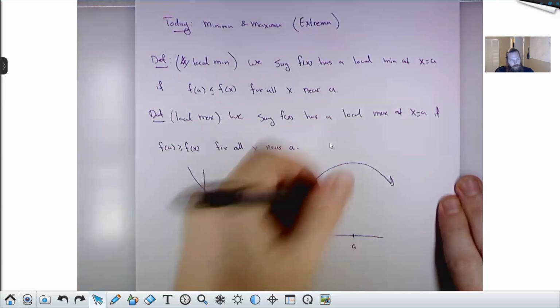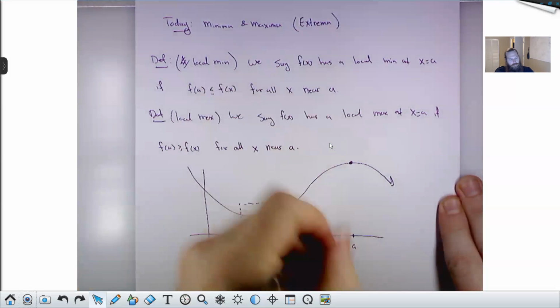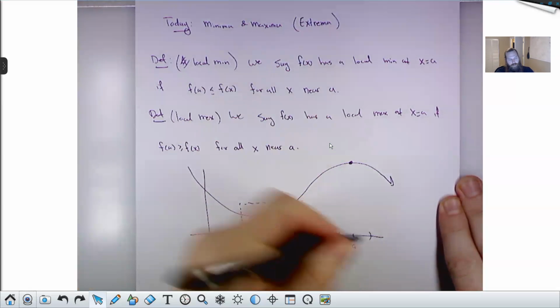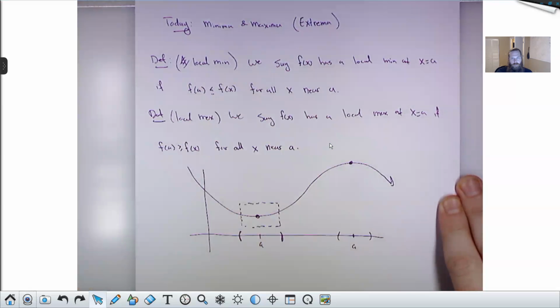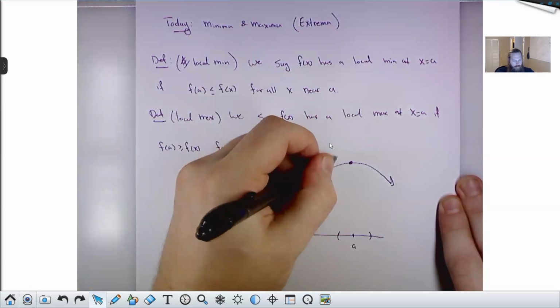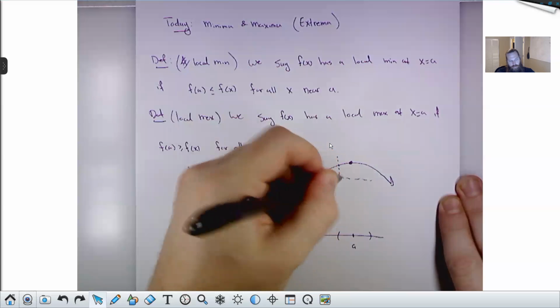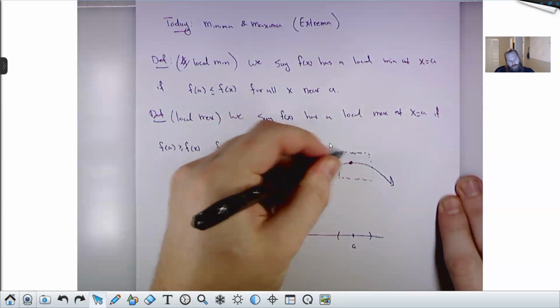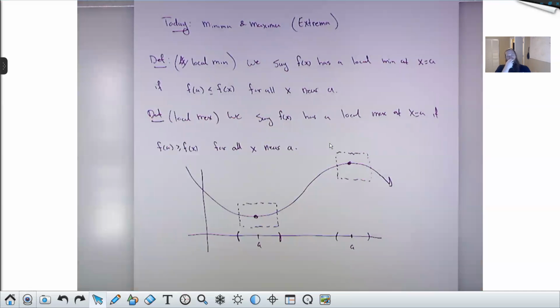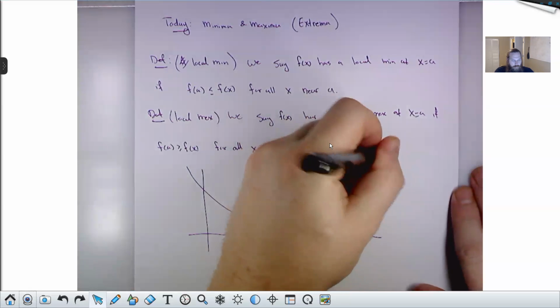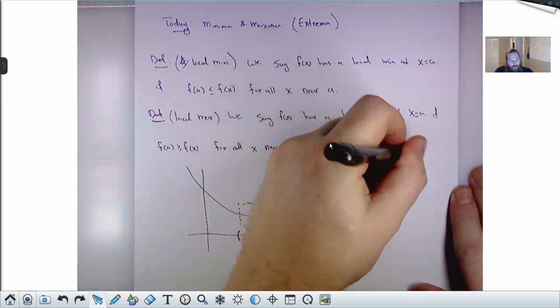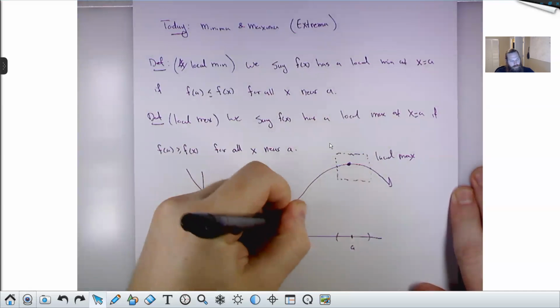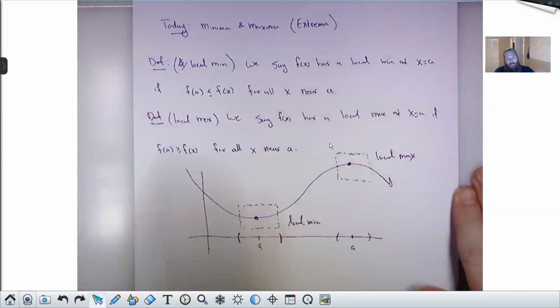On the other hand, over here, I have a local max because if I look at a little open interval centered at a, which corresponds to looking at this kind of open window up here, then that is the tallest point on the graph in that window. So locally, i.e. nearby or within a neighborhood of that point, that is the highest point. So this is a local max, and this down here is a local min.